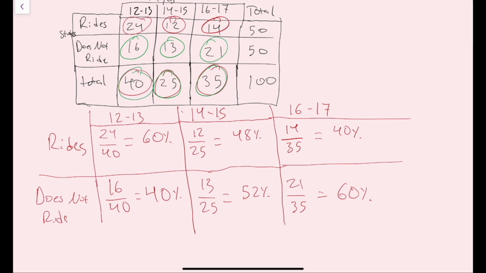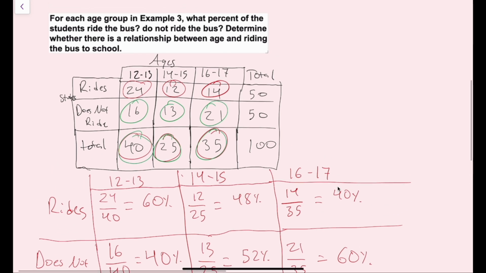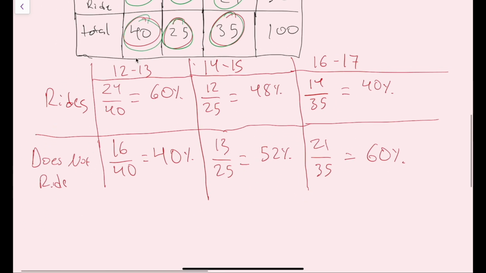So now that I've completed calculating the percentages given each age group, if I scroll back up here, I want to figure out whether or not there is a relationship between the age and riding the bus to school. And notice, if I look at the riding the bus, the younger kids, ages 12 and 13, 60% of them ride the bus. Then 14 to 15, only 48%. And then 16 to 17, only 40% ride the bus. Whereas do not ride the bus, since these are just 100 minus this, these numbers, instead of going down, are going to go up.